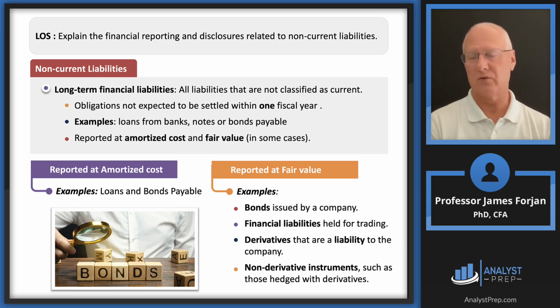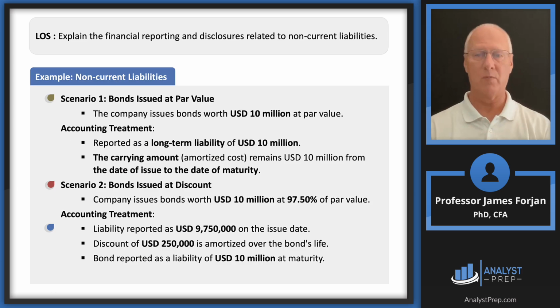So think about accounts receivable. You could probably throw inventory in there, but that's not as intuitive as accounts receivable, but they can be hedged with derivatives. Remember, those things are reported at fair value. So let's take a look at 2 quick examples. Bonds issued at par value. So what does this mean?